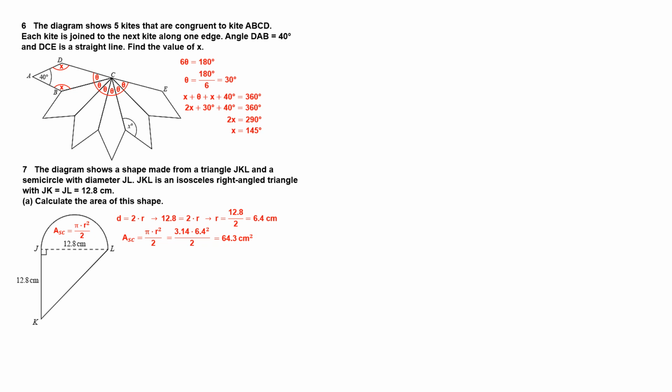Next, calculate the area of the triangle. The area of a triangle is equal to half the product of its base and height. The total area of the shape is the sum of the area of the triangle and the area of the semicircle.